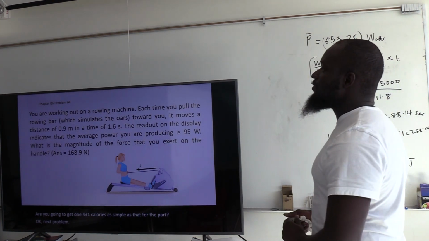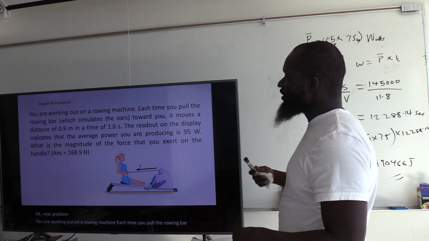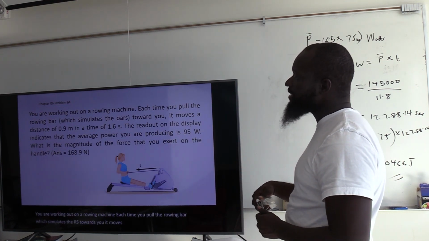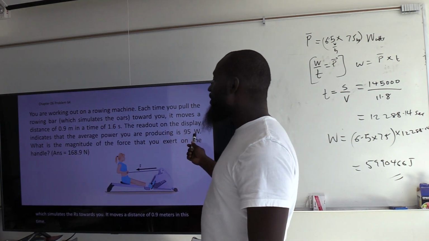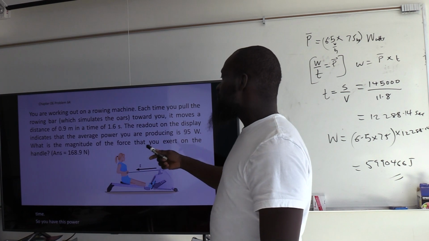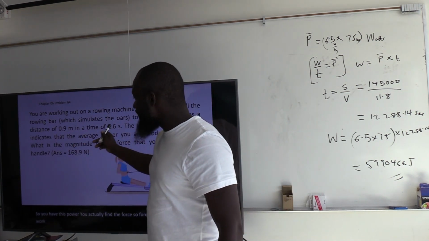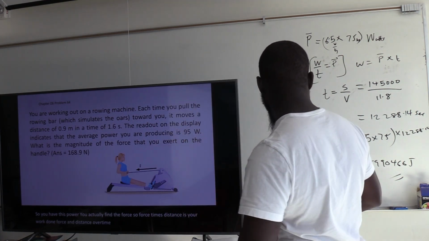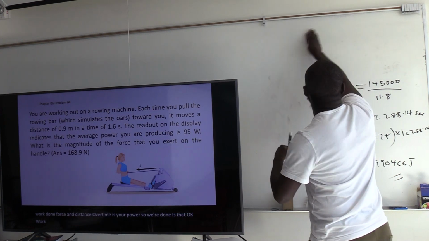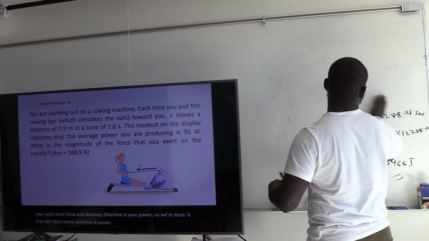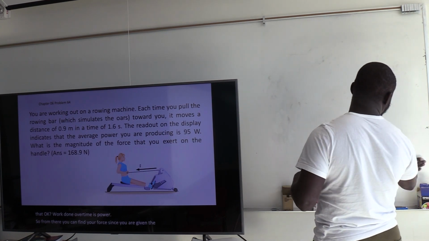You are working out on a rowing machine. Each time you pull the rowing bar, which simulates the oars, towards you, it moves a distance of 0.9 meters in this time. So you have this power, and you're asked to find the force. Force times distance is your work done. Force times distance over time is your power. Work done over time is power. So from there you can find your force, since you are given the distance, the time and the power.